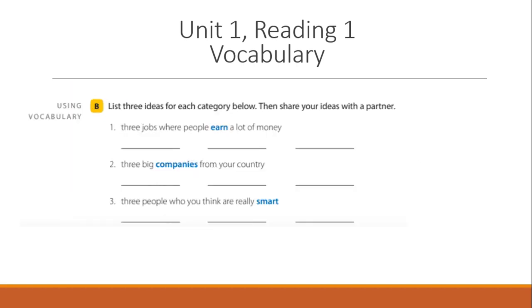Next, in the bottom of the page number 5, we have the vocabulary. More vocabulary, and it says list 3 ideas for each category below, and then share your ideas with a partner. Now, of course, this is a video. You are not going to share that with a partner, but go ahead and write your ideas down for each different vocabulary word. I'll just do number 1 with you.